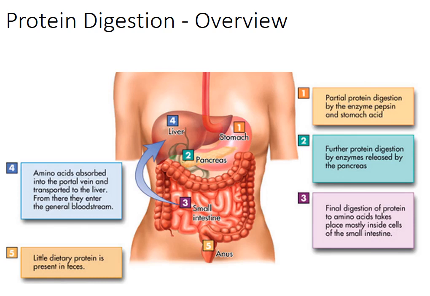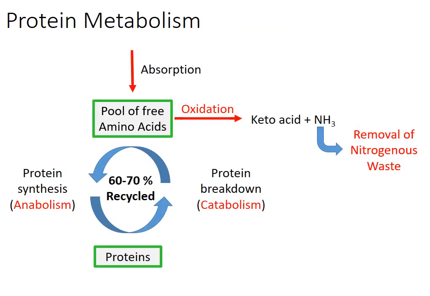Fourth, amino acids are absorbed into the portal vein and transported to the liver. From there, they enter the general bloodstream. And fifth, little dietary protein is excreted through feces. Let's move on to protein metabolism.